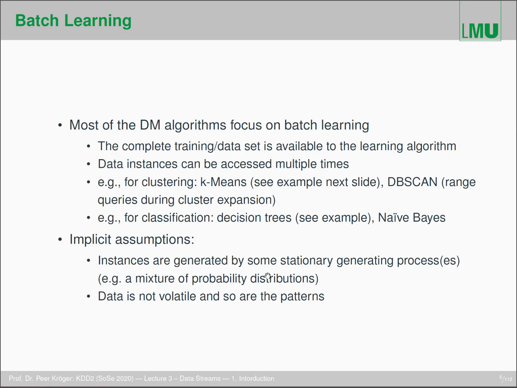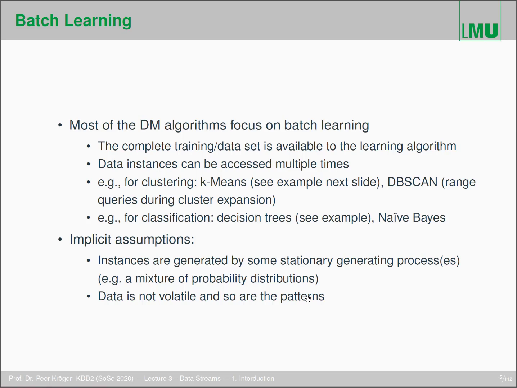So anyway, you assume that those generating processes, be it one or several, are not evolving, they are stationary. And the same holds true for the patterns. The data is not volatile, the data is not changing, and that means also that the patterns are not changing. So that means one run, be it a little bit more complex, and of course it takes some time, and you may access the data multiple times, but after one run you have the patterns, and the patterns are the final truth, so to say.